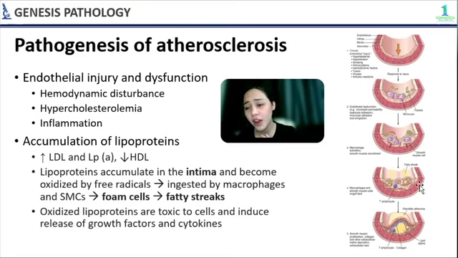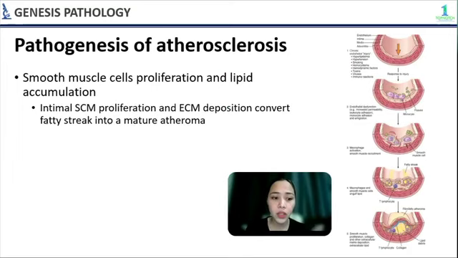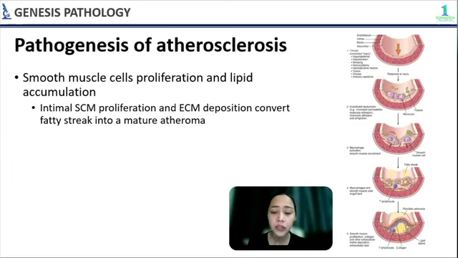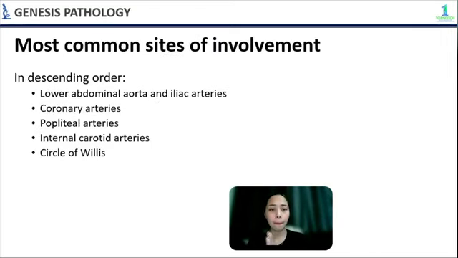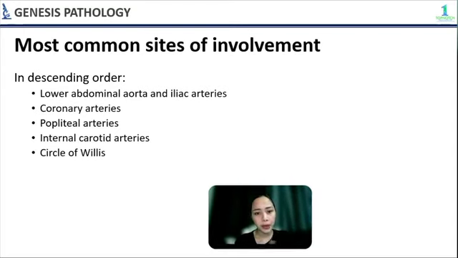Tapos, yung mga modified na LDL, they also stimulate the release of growth factors and cytokines. So, it initiates a vicious cycle. So, kakapal ng kakapal yan with prolonged inflammation and everything. Also, your smooth muscle cells proliferate and they also deposit extracellular matrix, especially collagen. So, they deposit here and they transform the fatty streak into a plaque. So, the most common sites of involvement in descending order are the following.